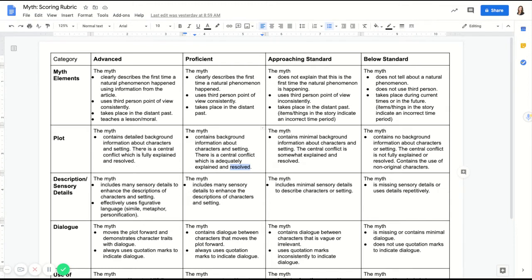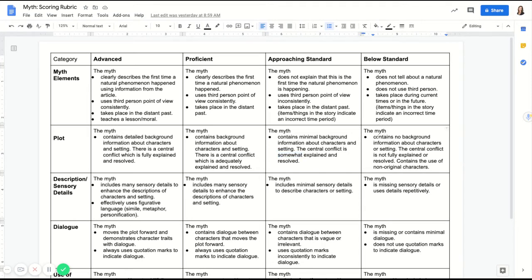To earn advanced in the plot category, the myth contains detailed background information about characters and setting. There is a central conflict which is fully explained and resolved. And for approaching standard, the myth contains minimal background information about characters and setting. The central conflict is somewhat explained and resolved.